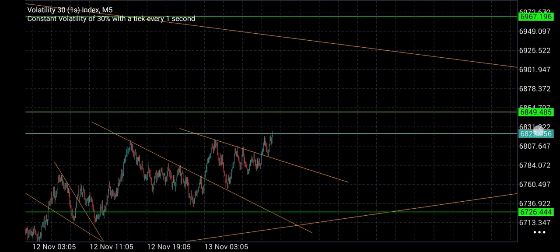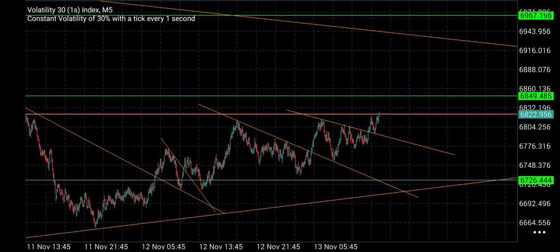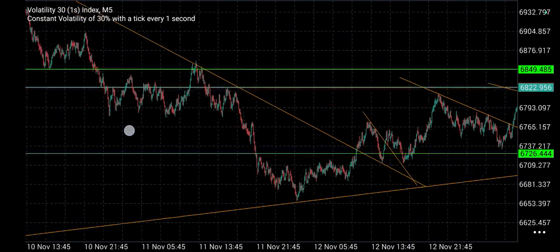So this is like 3 confirmations. This is 3 confirmations already for this market. So this market is going to buy. At least 6849 is the TP now for this particular market to buy, so that you won't have stress. So this is how we got the buy. You can see it's 3 confirmations.